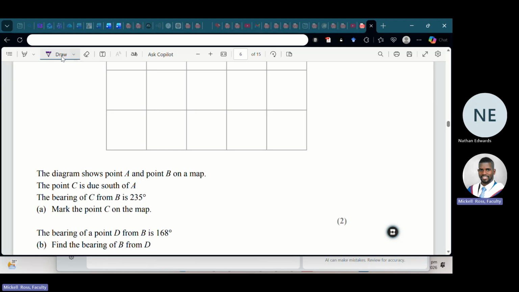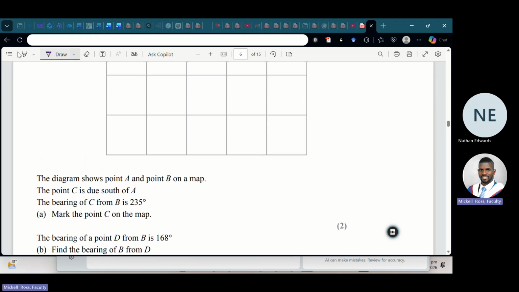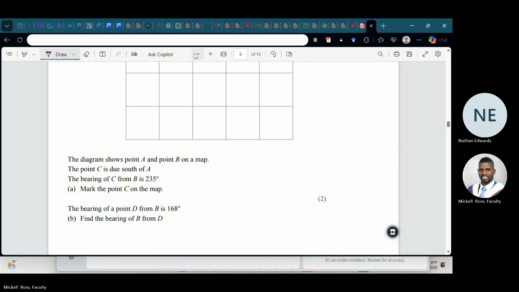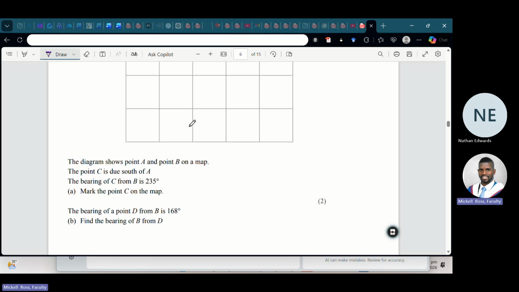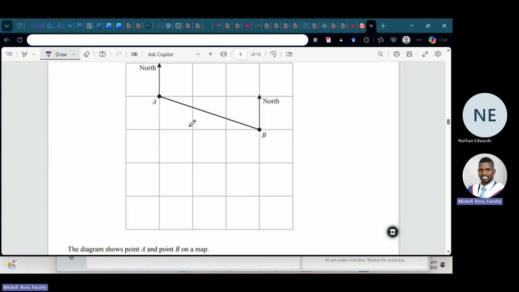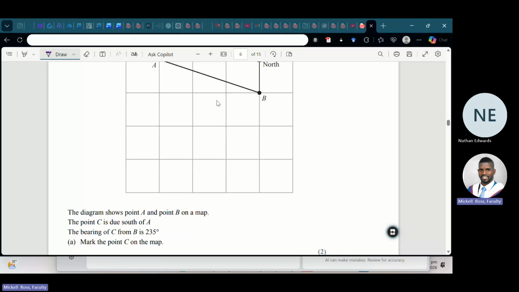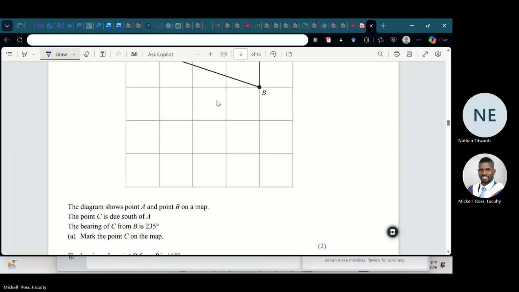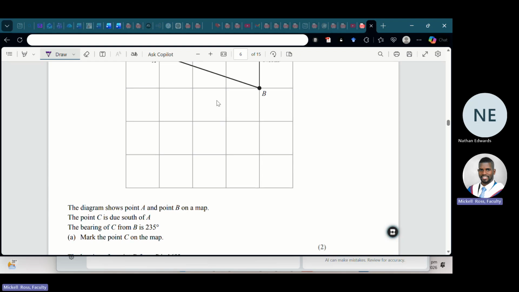Question number 9. The diagram shows points A and B on a map. The point C is due east of A. So notice it says the point C is due east of A. So it would be along the east line. So somewhere along the east line would be point C. It says the bearing of C from B is 235.